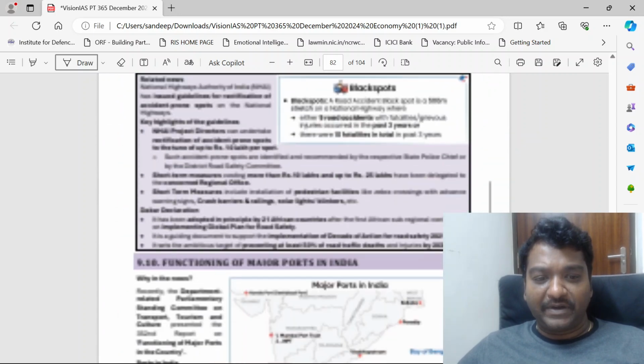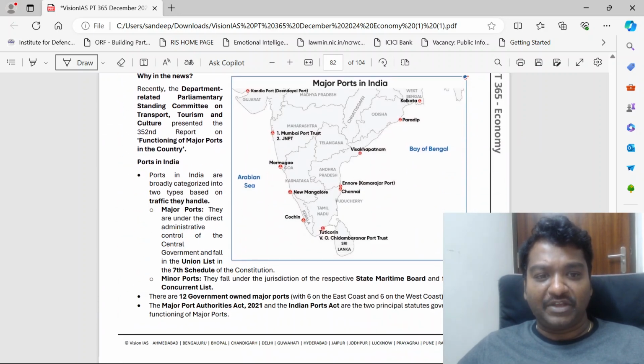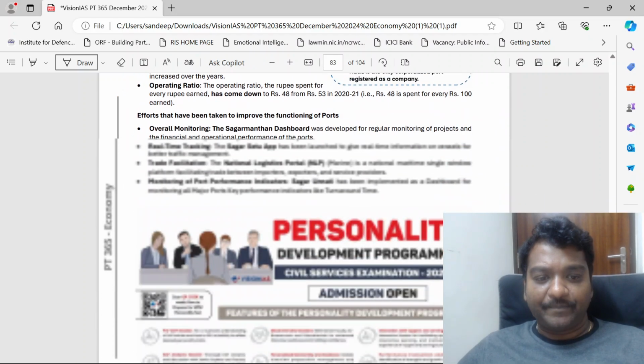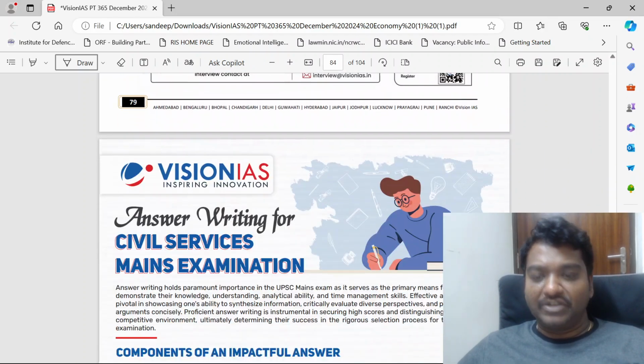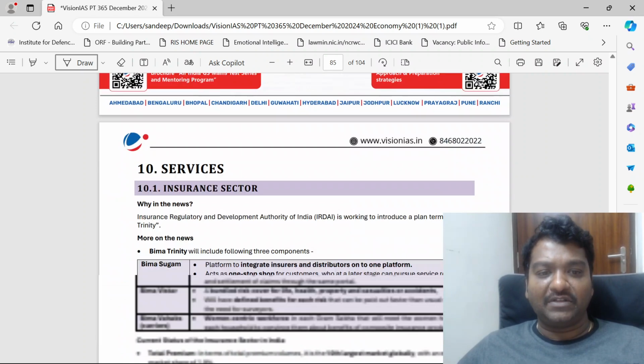New car assessment not required. Functioning of major ports not required really. Okay, in geography, if you have seen those ports and all, that's more than enough, guys.